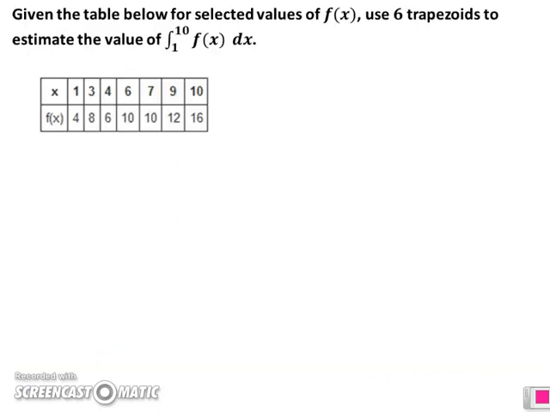Okay, let's do one more. Given the table below, for selected values of f of x, use 6 trapezoids to estimate the value from 1 to 10 of that integral. All right, so here's something that's really tricky.